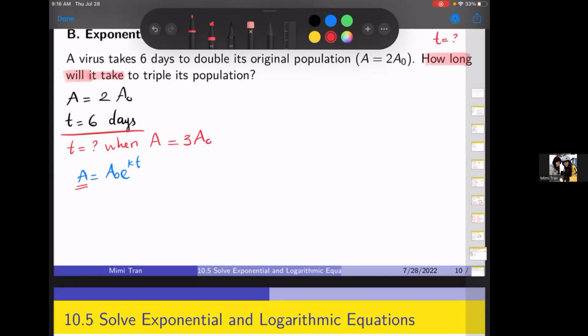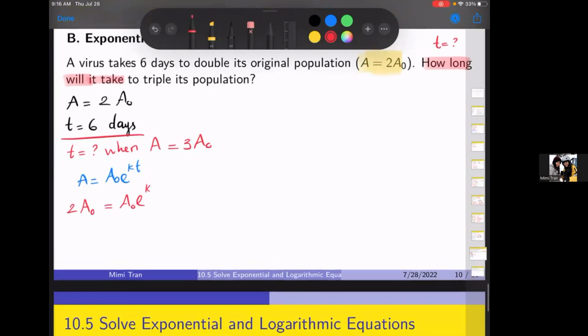Double the initial. So I'm gonna replace that with 2A naught. Yeah, that's what I told you. Right here, equal, right? And on the right hand side, I'm gonna keep A naught as is. E, and then K, I don't know what K is. Now it takes 6 days to double the original population. So T here should be 6, right? We're talking about the double original population, so we use all the information from that sentence.